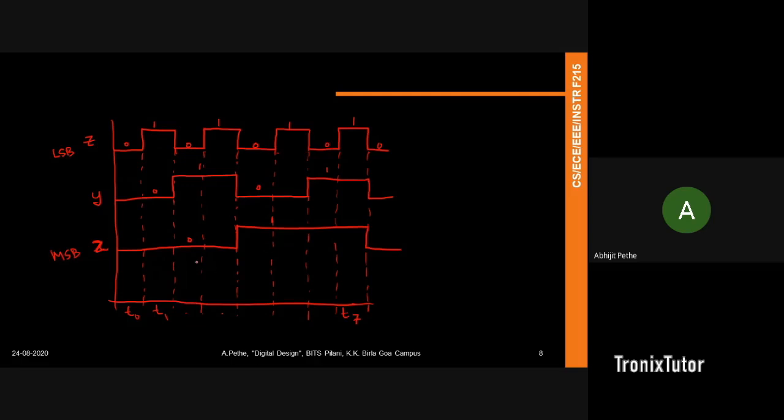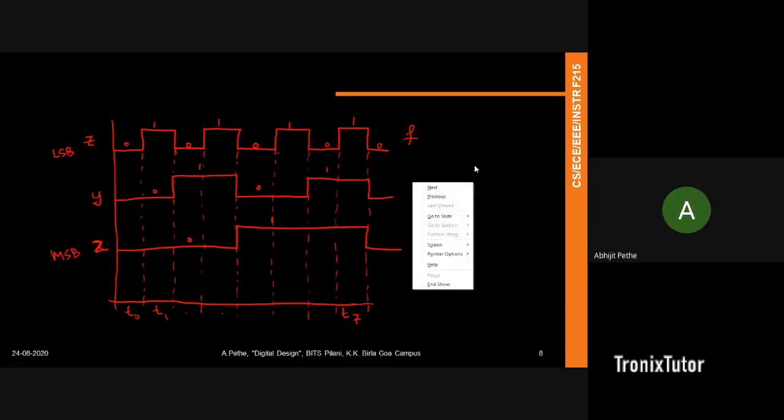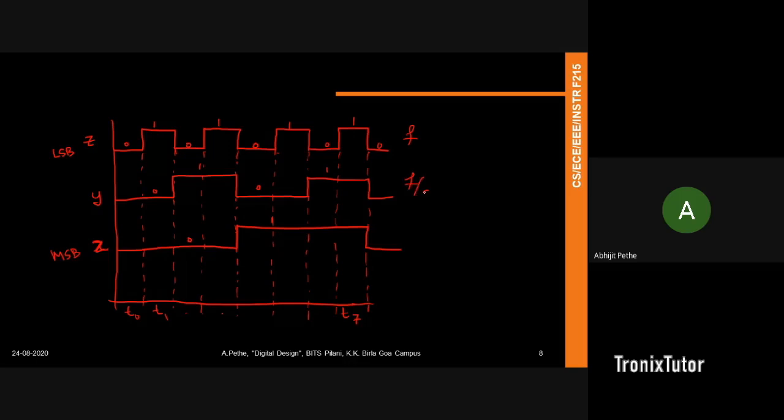Suppose I generate 3 pulses, one with a frequency of say F. If the frequency of Z is F, what is the frequency of Y? You can unmute and speak. F by 2, or F by 2 power 1. Frequency of X goes F by 2 power 2.